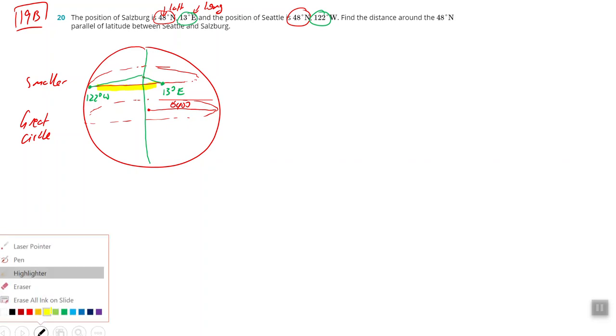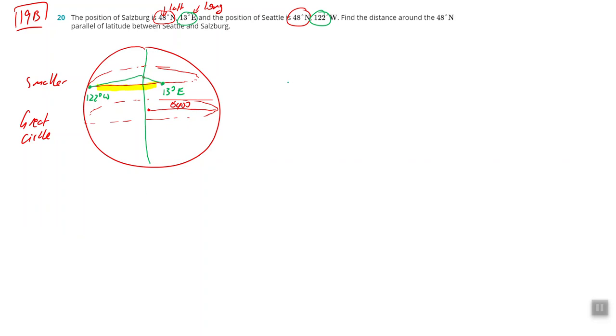Okay, so let's draw the actual arc. It will look something like this. Okay, so we've got 122 degrees west and 30 degrees east, and you're trying to find this arc length. Now first of all we need to find the angle and we need to find the radius, because remember, since it's not on a great circle, the radius isn't 6,400 anymore.